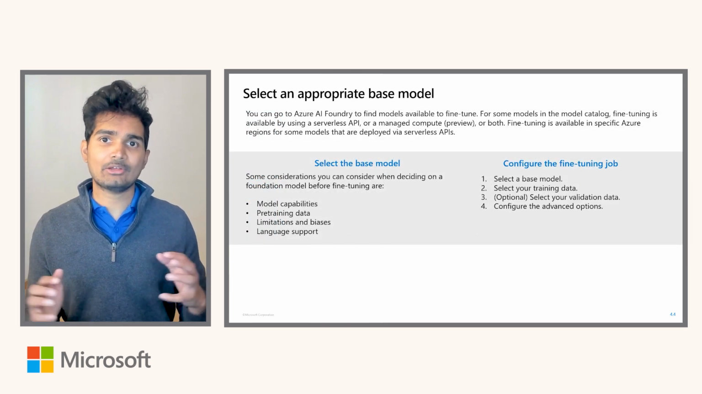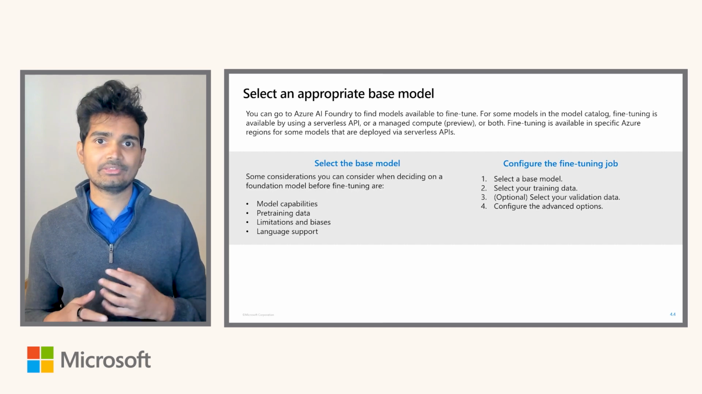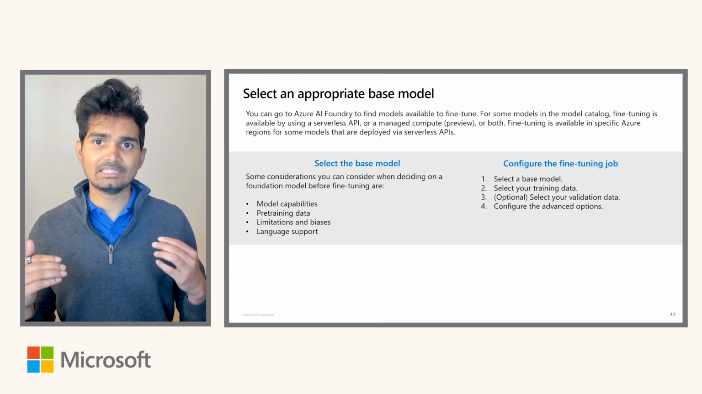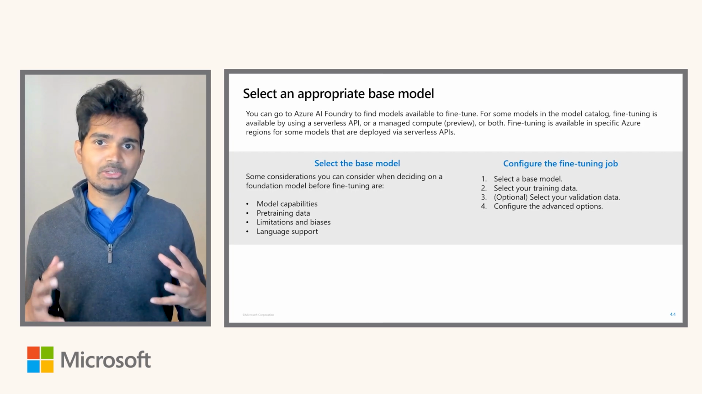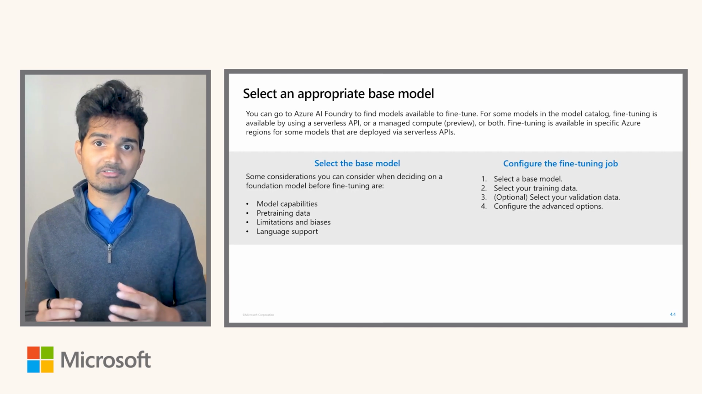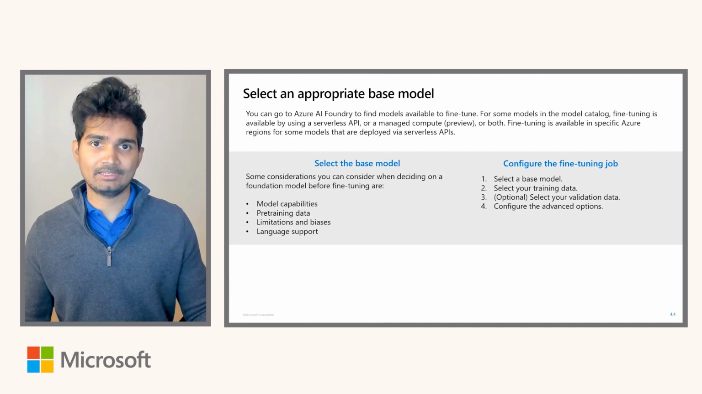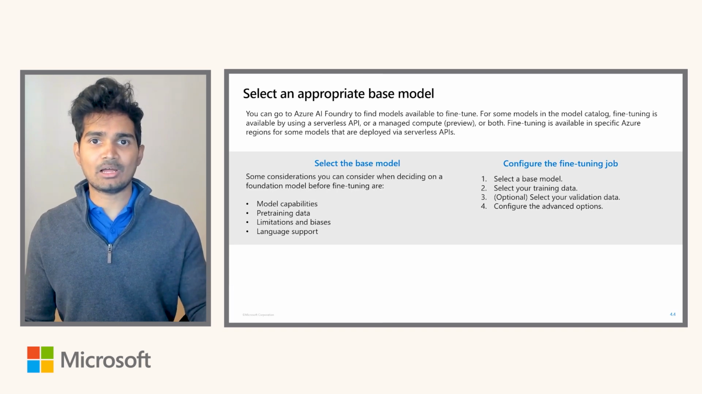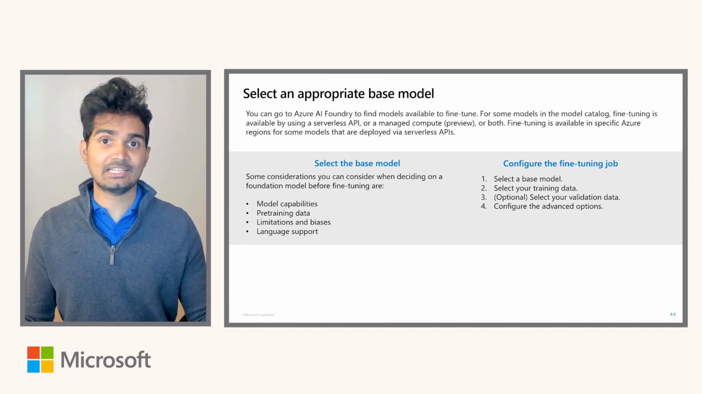Although Azure AI Foundry Portal provides you with the descriptions for each foundation model in the model catalog, you can also find more information about each model through the respective model card. To select the base model, you can filter available models based on tasks, capabilities, and limitations.